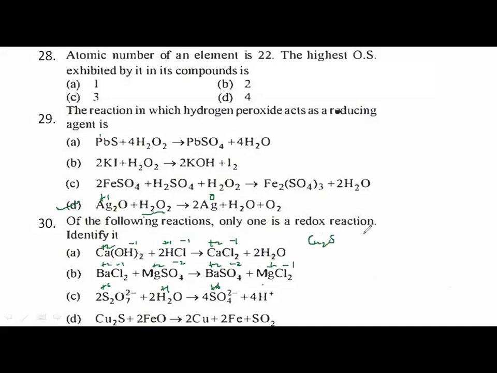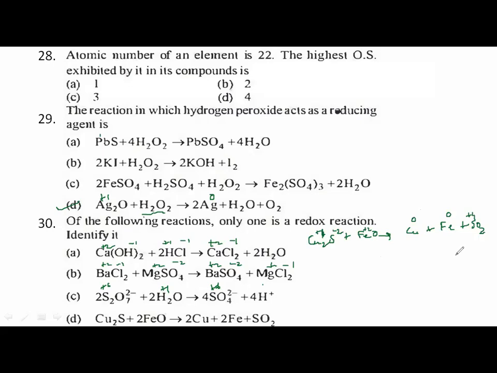Cu2S plus FeO gives Cu plus Fe plus SO2. Cu here is plus 1. Sulfur is minus 2. Iron is plus 2. Here Cu is becoming zero, and here also it is becoming zero. Sulfur here is plus 4. So if you see, this reaction is a redox reaction.